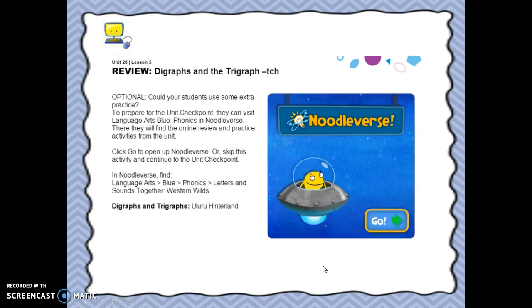There is also some information from Noodleverse, and it tells you which activities in Noodleverse will help your student review those digraphs and trigraphs. This is optional but available to you as well.